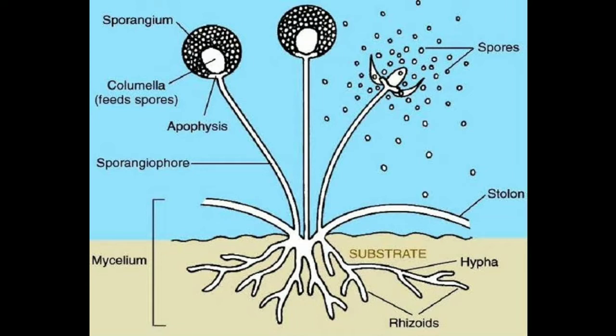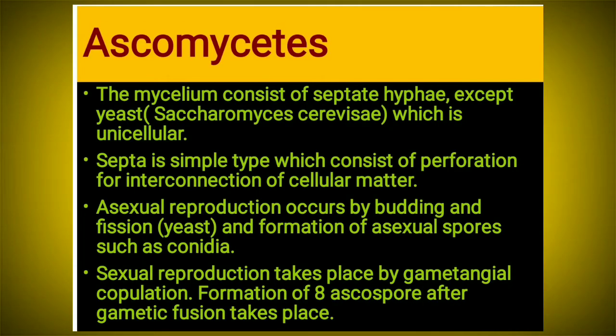Now let's go to the next class, which is called Ascomycetes. Ascomycetes, also known as sac fungi. It is called sac fungi because they form bag-like structures, and therefore they have been named sac fungi. This is the largest group of all the fungi, which has about 30,000 species, and they have diverse forms. Now let's come to the diagnostic features of this particular class.